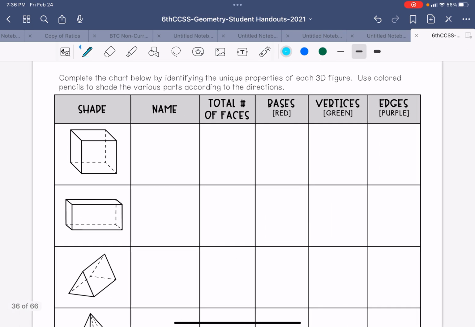Complete the chart below and identify the unique properties of each 3D figure. Use colored pencils to shade the various parts according to the directions. So I want you to pause the video and complete this sheet. When you're done with it, you need to come back and check to see if your answers are correct. You can even do one shape at a time, write the answers down, and then check the video. So pause now and do the first shape.